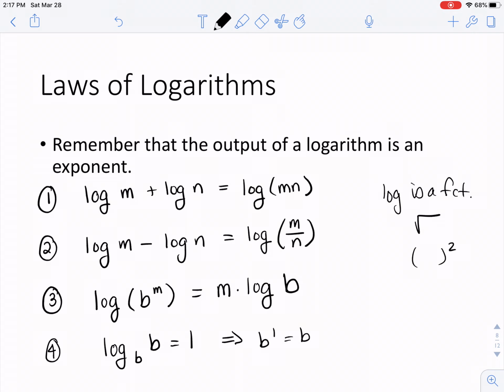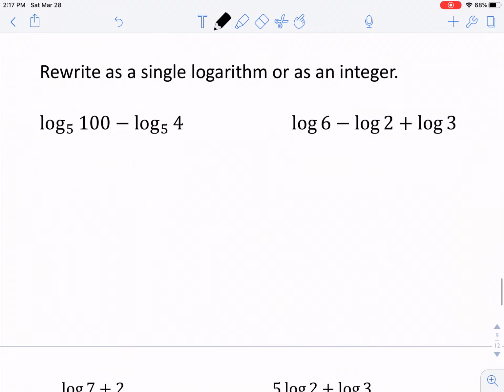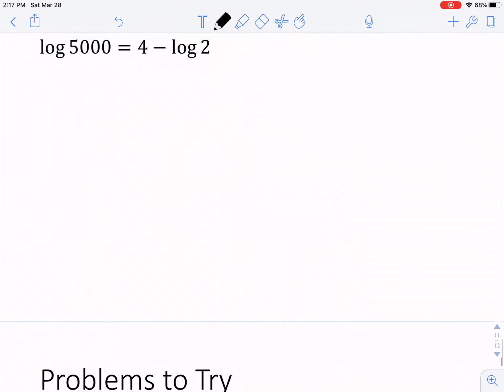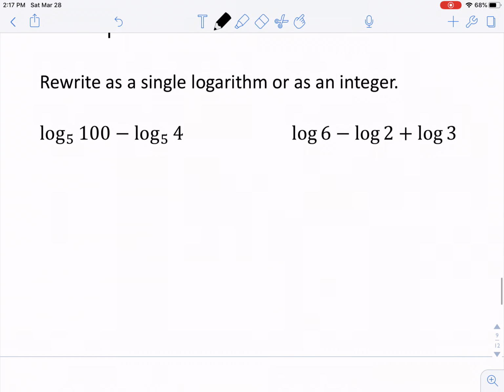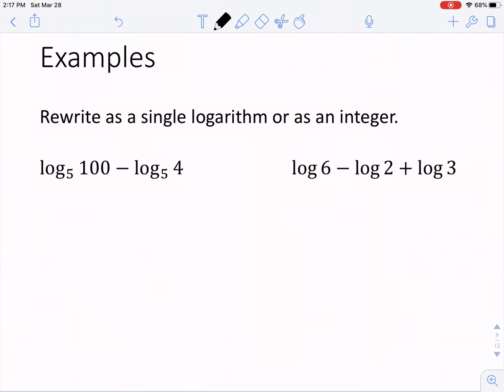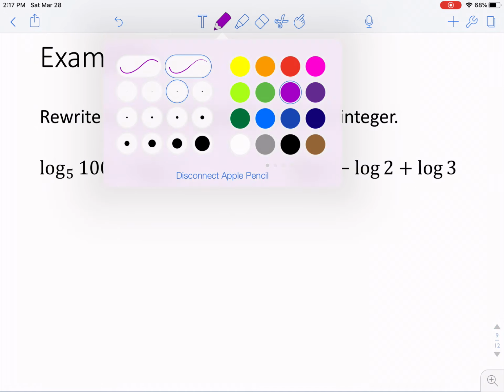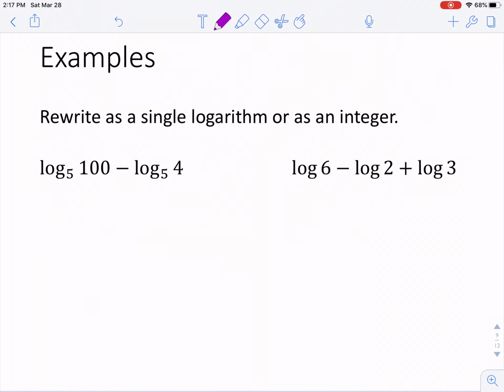I have a series of 1, 2, 3 slides of examples. What I would like you guys to try to do is to pause it, try the example, and then watch the video for the solution. That would be my suggestion of how you should probably attack these. The directions for these ones are to rewrite as a single logarithm or as an integer. So I'm going to take them piece by piece.